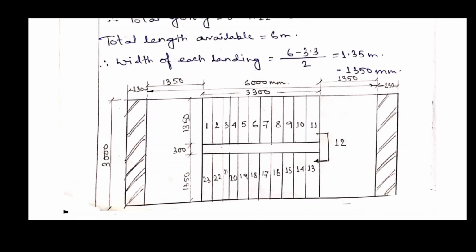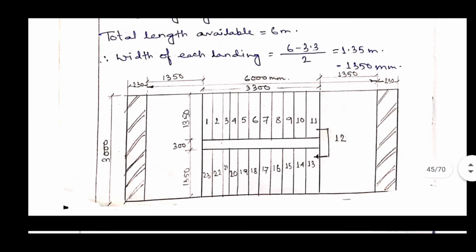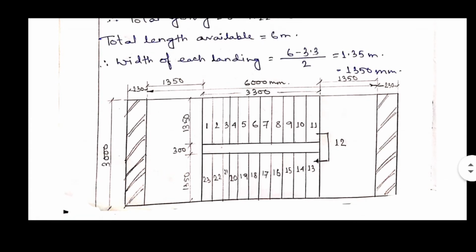So let's check out the figure as per the geometric design. This is the plan of this dogleg staircase. All dimensions are written as per the calculation. So the total length is 6 meter and the width is 3 meter. Okay, so 6000 mm and 3000 mm.